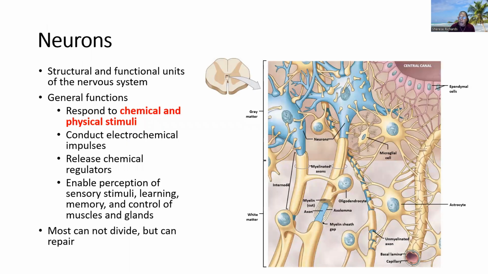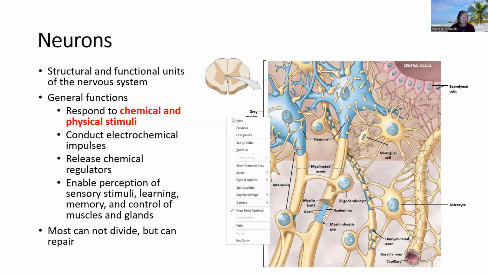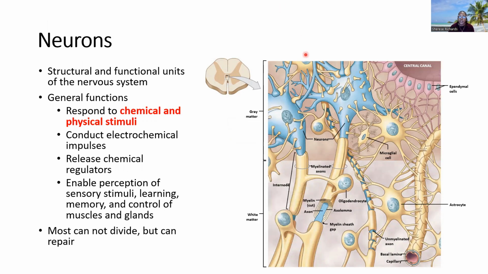Let's start by looking at neurons themselves. So these are the structural and functional units of the nervous system. The main role of neurons is to respond to chemical and physical stimuli. So again, these can be stimuli or signals that are physical, right? So pressure, detecting change in pressure and temperature and that sort of thing, but also chemical.